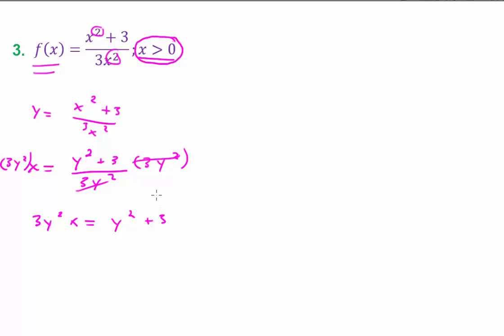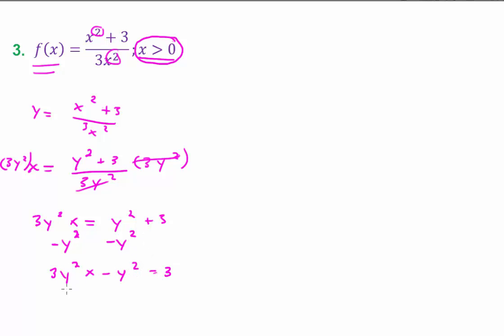Again, similar to the previous problem, I'm going to go ahead and get the y terms on the same side. So I'm going to subtract y squared from both sides. We can't combine these terms because these are not like terms. I have an x in the first term and the y, and no x in the second term. So we just have to write it as 3y squared x minus y squared is equal to 3.